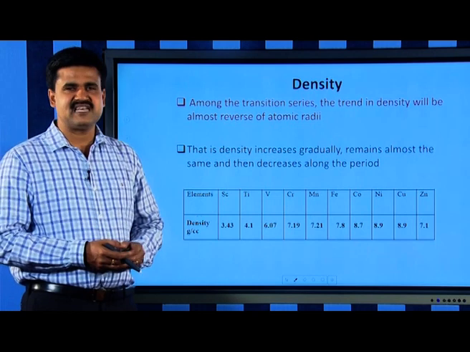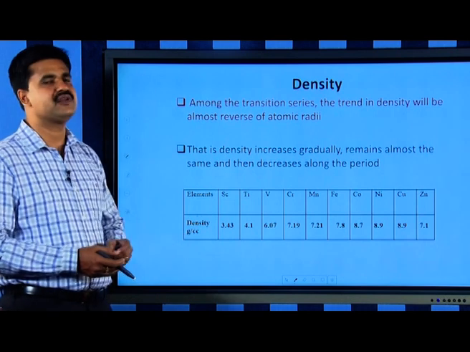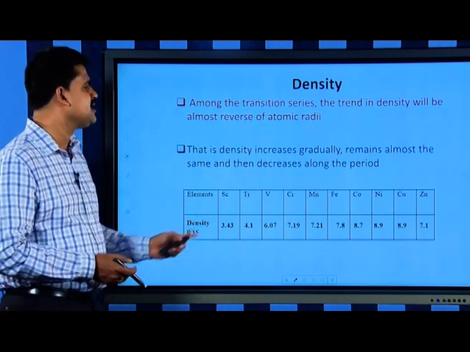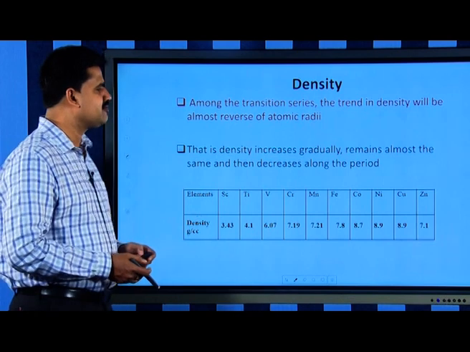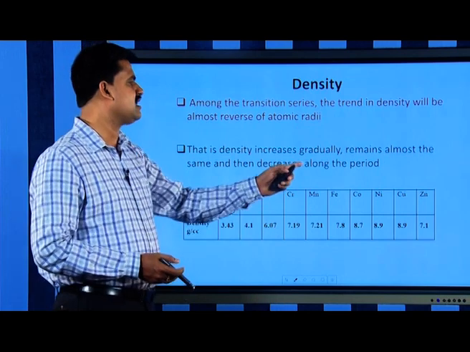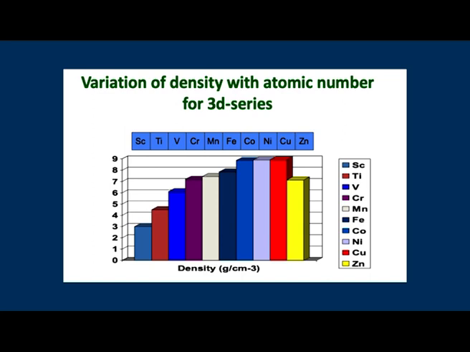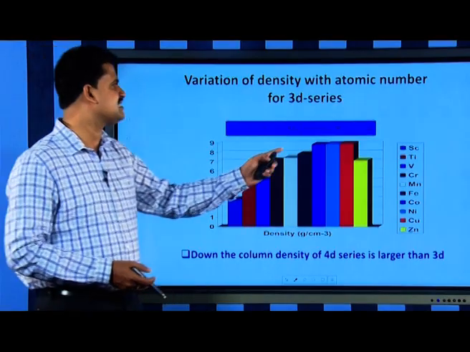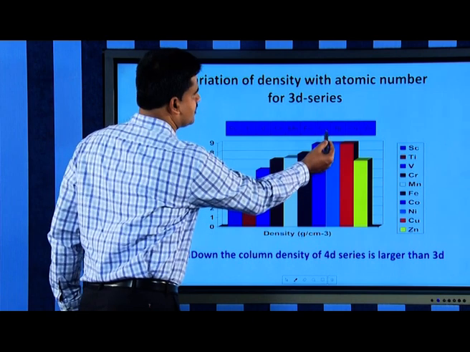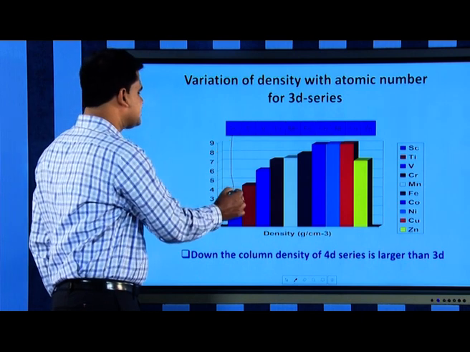This chart represents the variation of density of 3d series of elements. Scandium has a density of 3.43 gram per centimeter cube, and for zinc it is 7.1. In the intermediate elements like nickel and copper, the density is comparatively high. This picture represents graphical notation associated with the density. Variation of density. From the picture it is clear that high density is associated with elements like cobalt, nickel and copper. The least density is observed in the case of scandium.